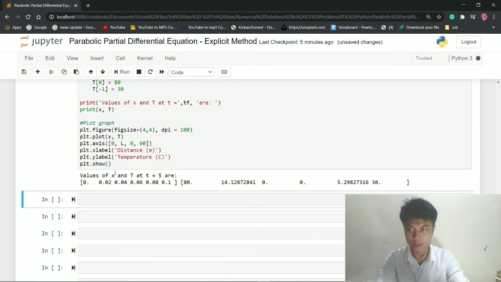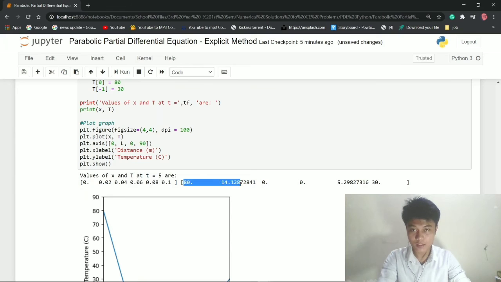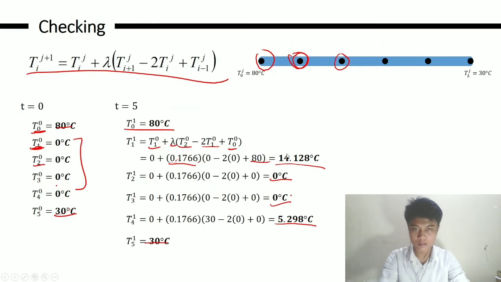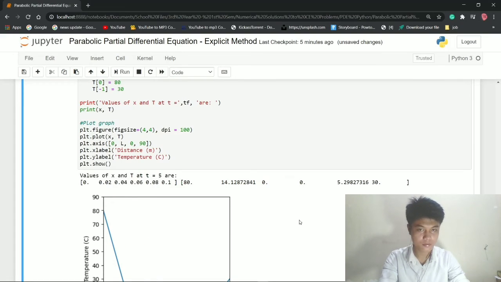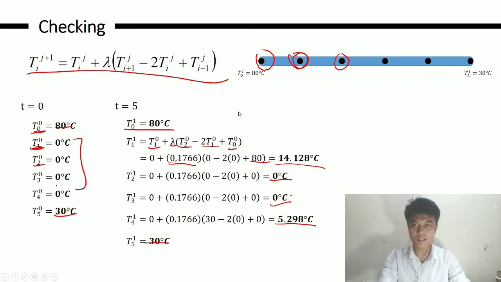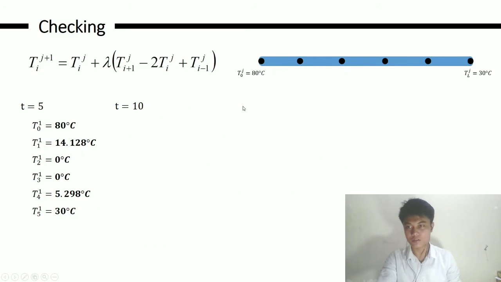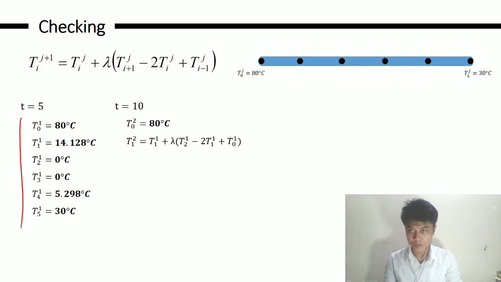Palitan natin yung ating final time to 5. So, 80, 14, 0, 0, 5, and 30. So, tama, di ba? Same sila. Now, let's try at time is equals to 10. So, yan. Using our previous data dito. So, yun nga. T02, boundary condition, 80 degrees Celsius. Ngayon, find natin tong node na ito.